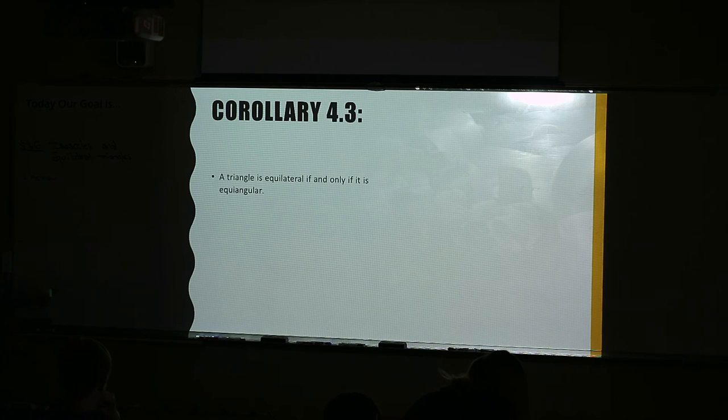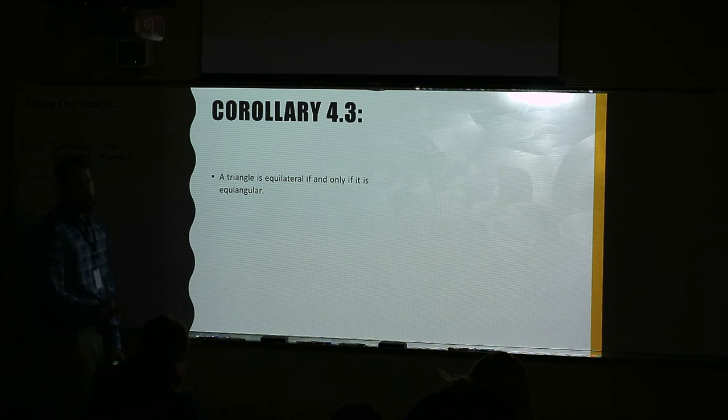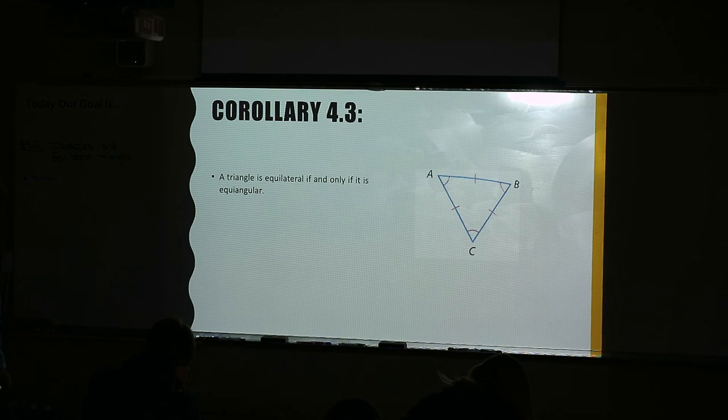All right, a triangle is equilateral if and only if it is equiangular as well. They go hand in hand. So if it's equiangular, then it's equilateral. And if it's equilateral, then it's equiangular. This only works for a triangle. So again, here's your picture. If the walls match, the angles match. And if the angles match, the walls match.